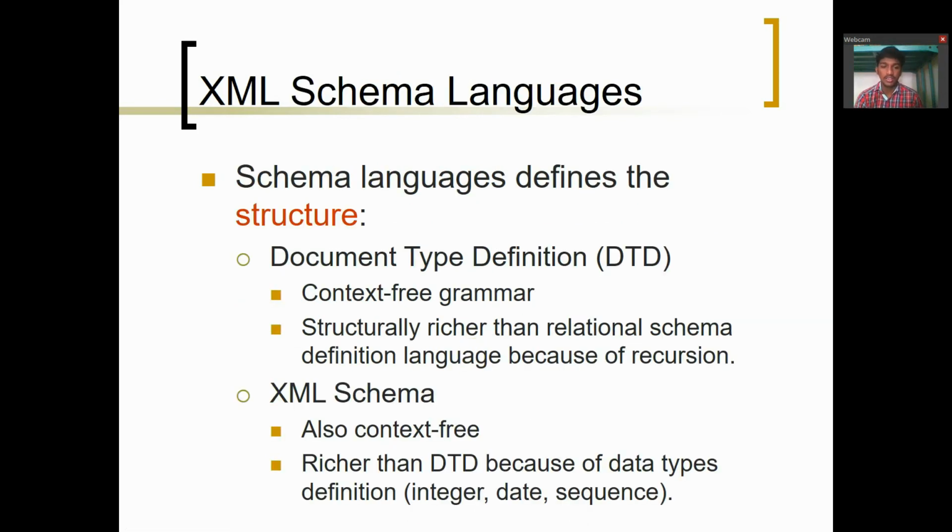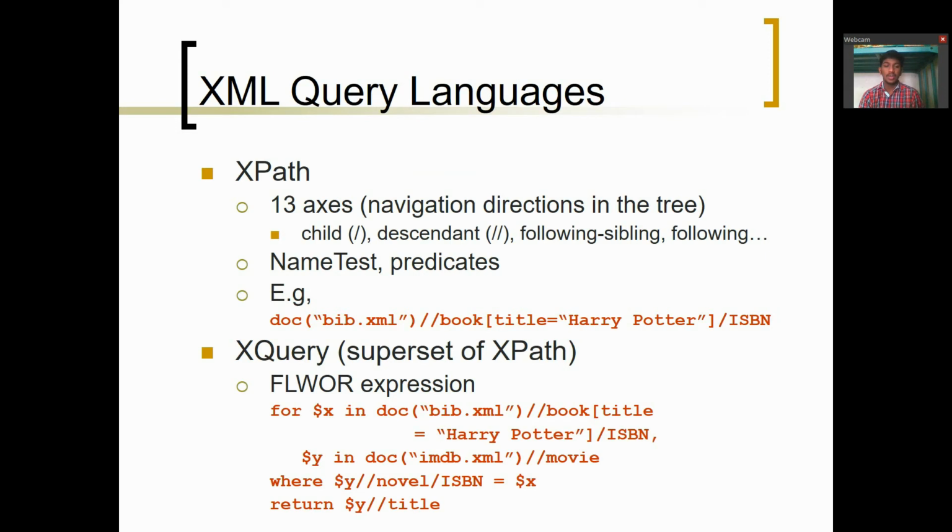Schema languages define the structures. What we are going to see is the Document Type Definition, DTD. DTD is a context-free grammar, with structure richer than a relational schema and so on. XML Schema is also context-free, richer than DTD because of data type definitions: integer, date, and sequence. It supports these data types, so it's even better than DTD. Then XPath and XQuery. 13 axes are there in XPath. Some more examples are name test and predicates, and you have sample code over here which I took from the internet.